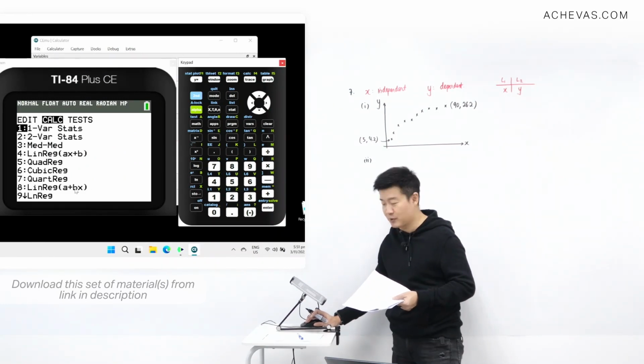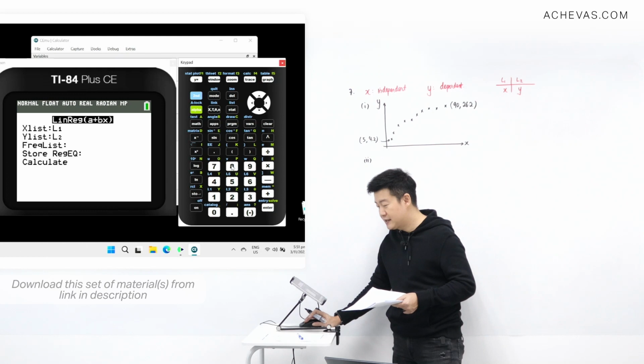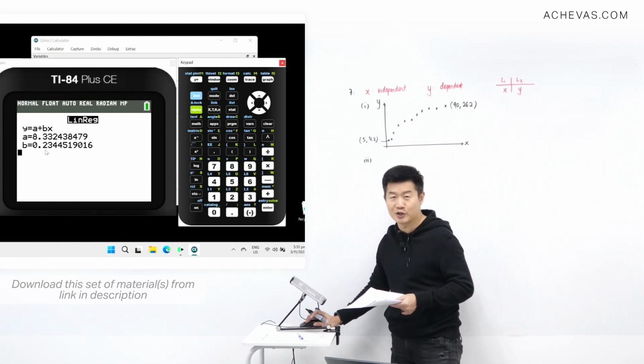I'm going to use number 8 because our formula sheet used A and B. So let me press number 8. X list, I'll let it be L1, y list, I'll let it be L2. Let's calculate all this. I'm going to leave it empty. Let's calculate the product moment correlation coefficient, and we get no product moment correlation coefficient.